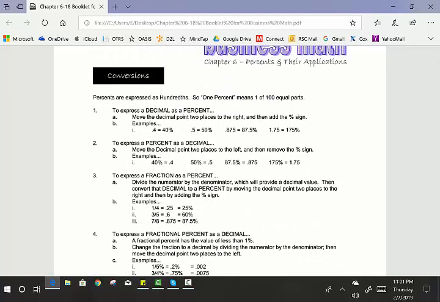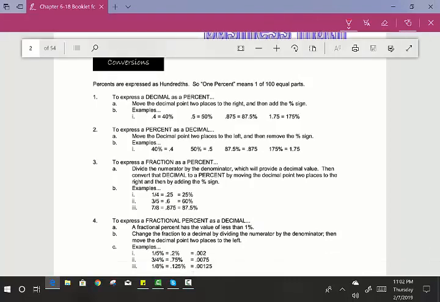And the first one is to express a decimal as a percent. This one's really easy because when you go from D to P, decimal to percent, alphabetically, you're going to go to the right. So you're going to move the decimal point 2 places to the right and then add a percent sign. So, for example, we have the 0.4, and we're going to go 2 places to the right, D to P.